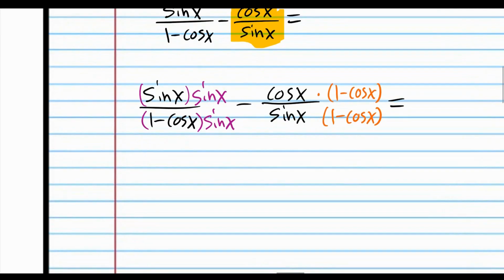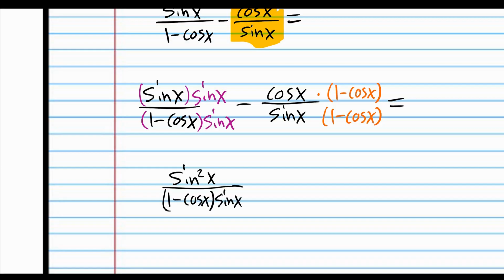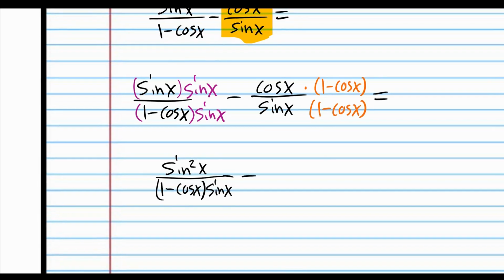So now, if we multiply these signs, we get sine squared x over 1 minus cosine x times sine x. I'm just going to leave that factored. And here we can use the distribution property. Cosine x times 1 is cosine x. And cosine x times negative cosine x is negative cosine squared x.